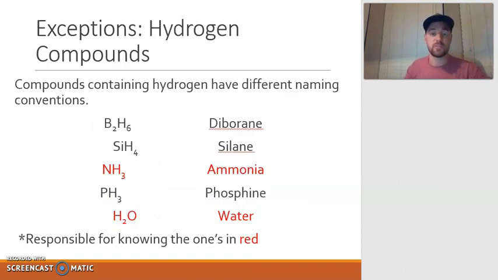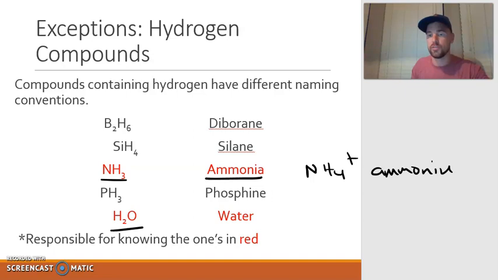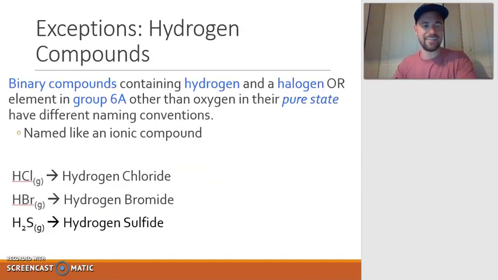Hydrogen-containing compounds also have special names, such as diborane, silane, and so on. You only need to know these two. These are the only two that I need you to know. NH3, we will not call that nitrogen trihydride. It has the name ammonia. Don't get that confused with NH4+, which is ammonium. They are 2 different things. And H2O, I'm really hoping I don't need to help you with that and remind you that that's water, not dihydrogen monoxide. Although you never know, so I gotta make sure I go through that.